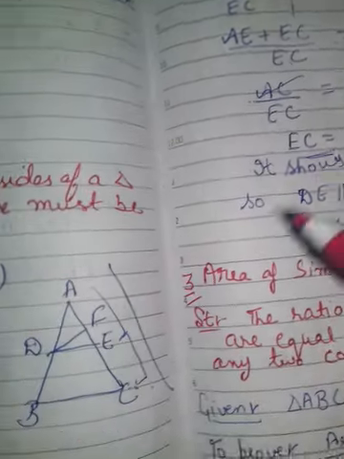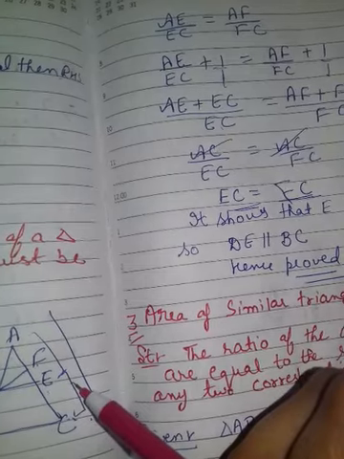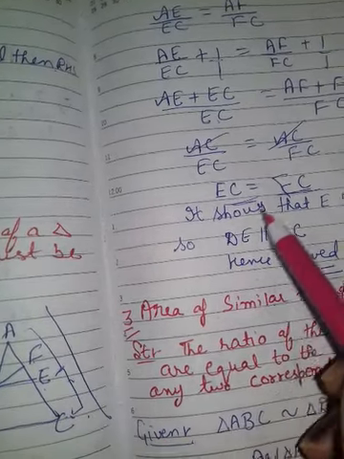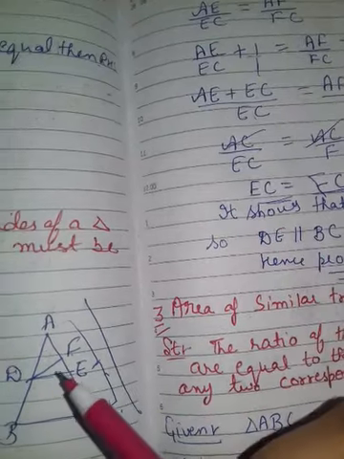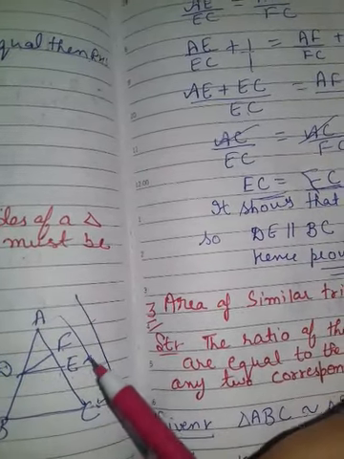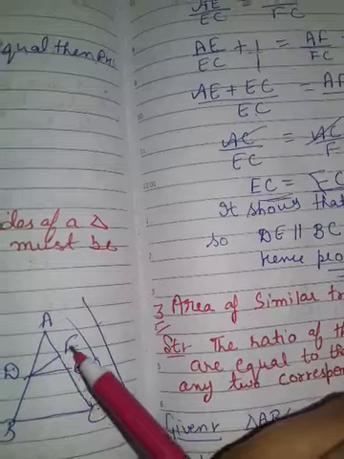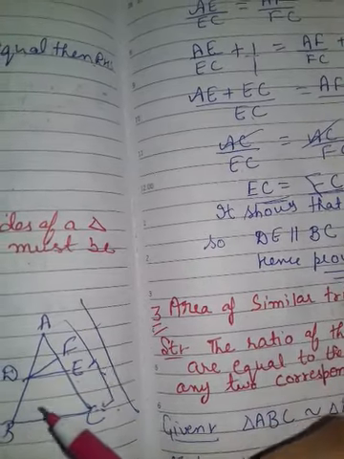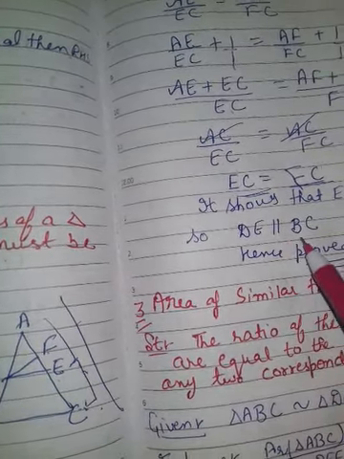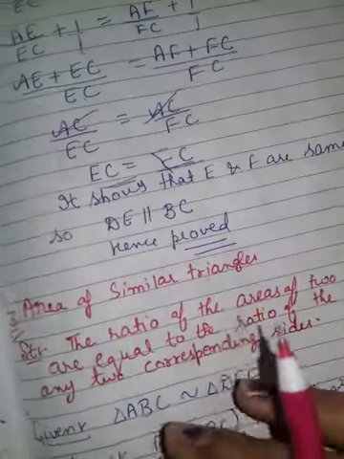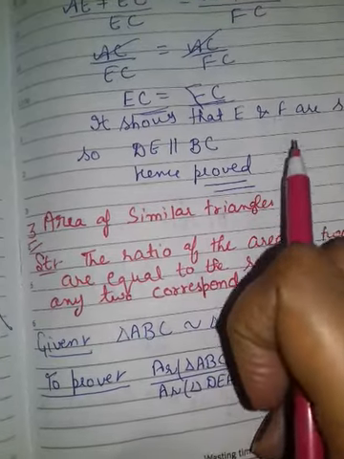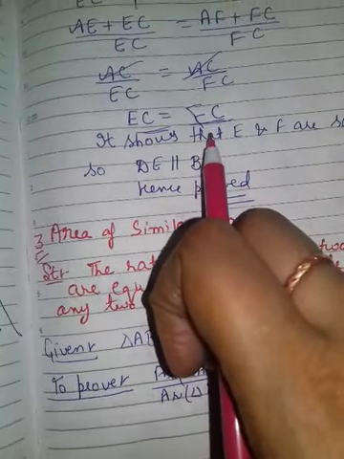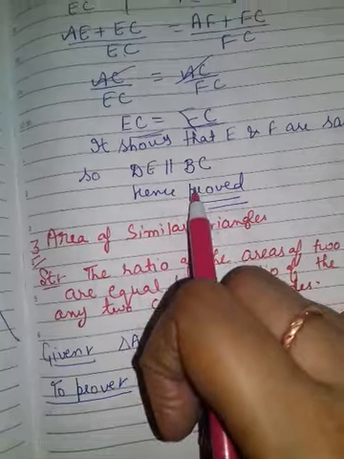It means E and F are not different points, they are the same, they coincide with each other. It means DF and DE are the same lines. If points are the same, it means lines are the same, so DE is parallel to BC, so hence proved. Got it? Means we took that this is not parallel, but it's a contradiction. We have proved that both are equal, so these lines are parallel to each other.